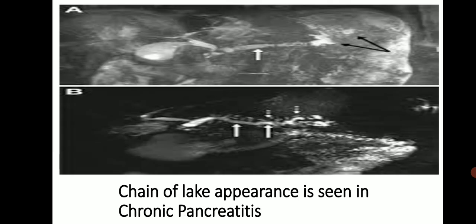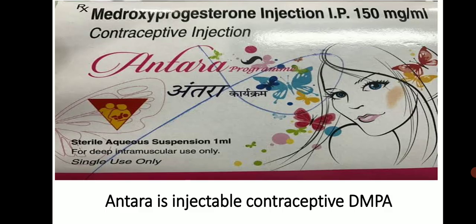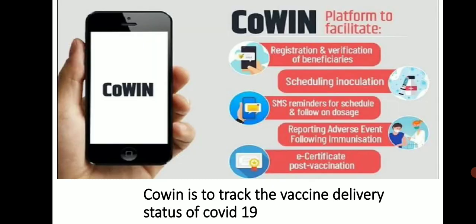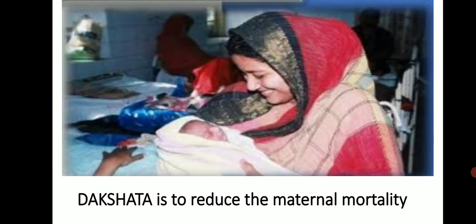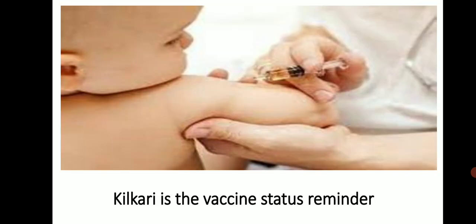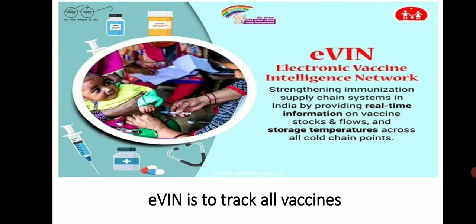Chain of lakes appearance is seen in chronic pancreatitis. Antara is injectable contraceptive DMPA. CoWIN is to track the vaccine delivery status of COVID-19. Dakshata is to reduce the maternal mortality. Kilkari is the vaccine status reminder. eVIN is to track all vaccines.